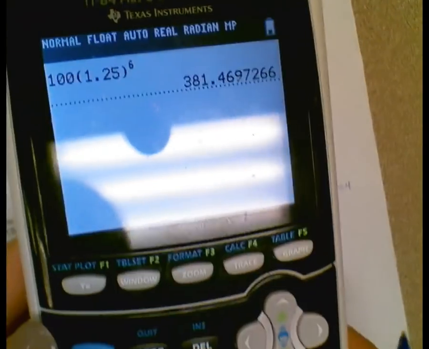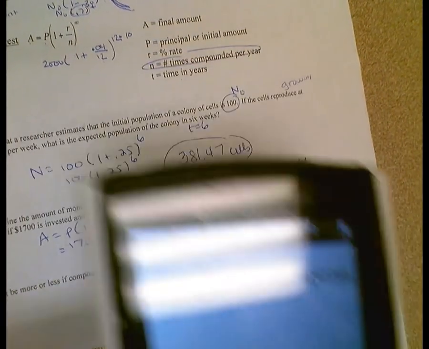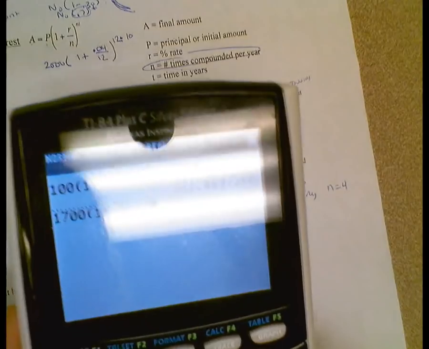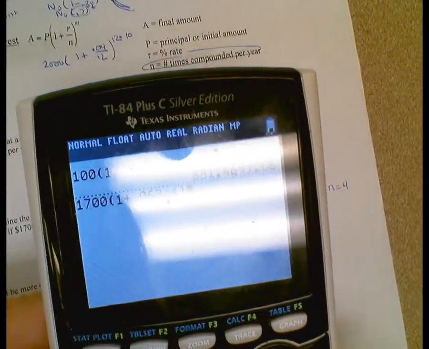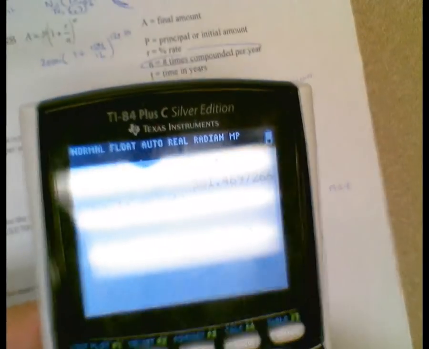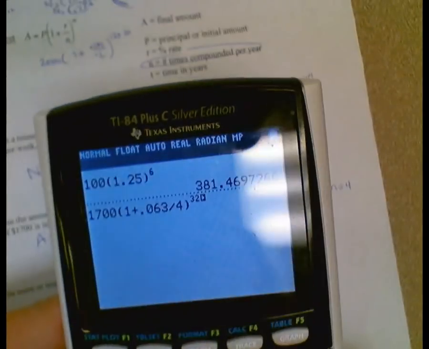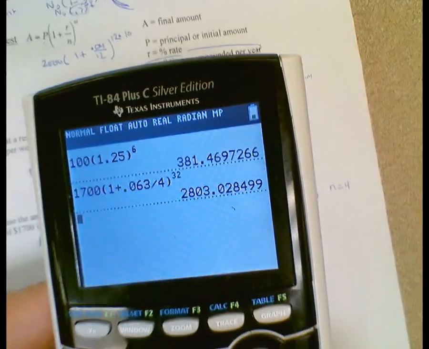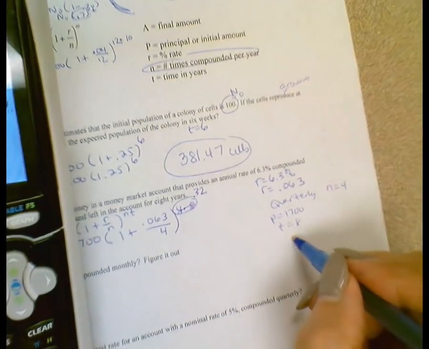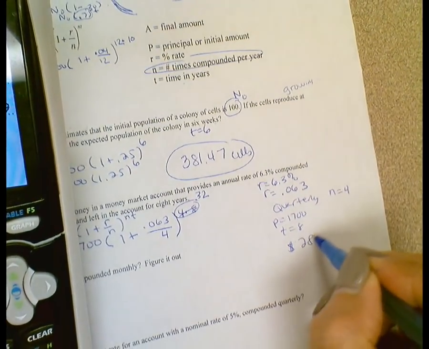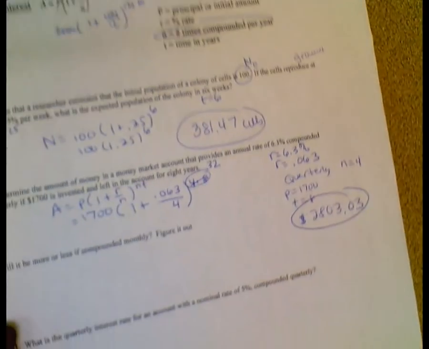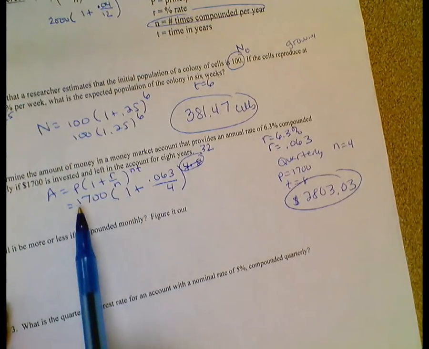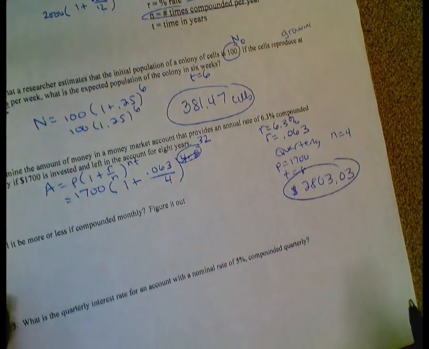So you just punch it in your calculator, 1,700 times 1 plus 0.063. Oops, I forgot to divide by 4. Let me get rid of this. Divided by 4, then a parenthesis, raised to the 32nd power. So that's what it looks like. Bam. $2,803.03. That's how much money will be in your account after 8 years, like that. You made $1,100 for doing literally nothing.